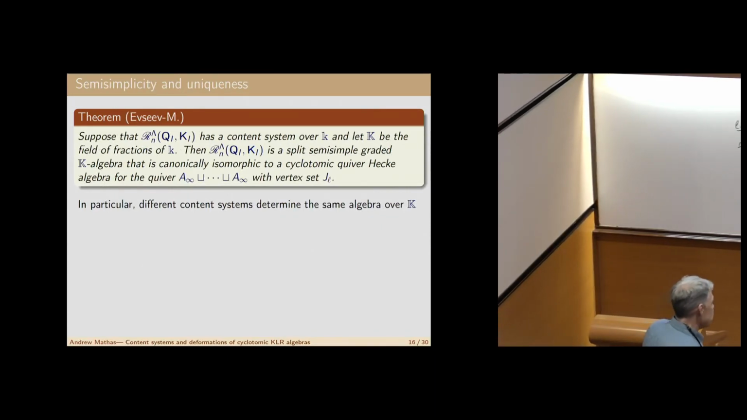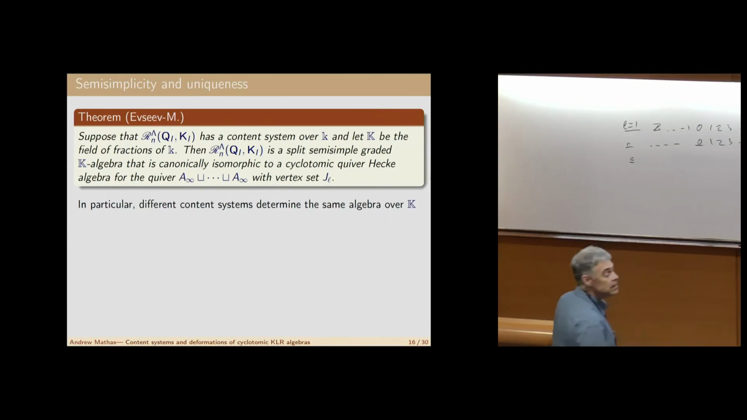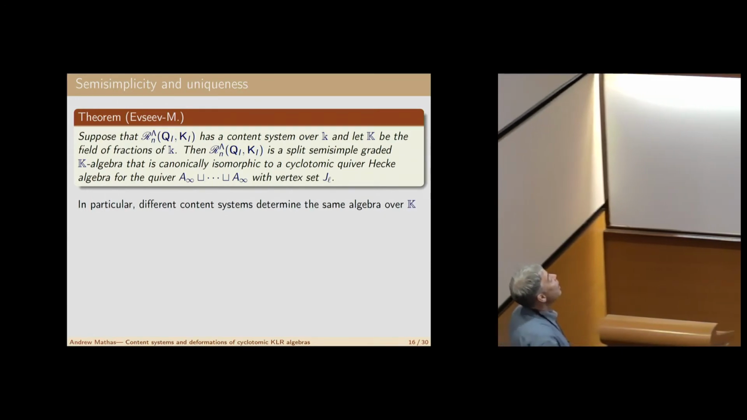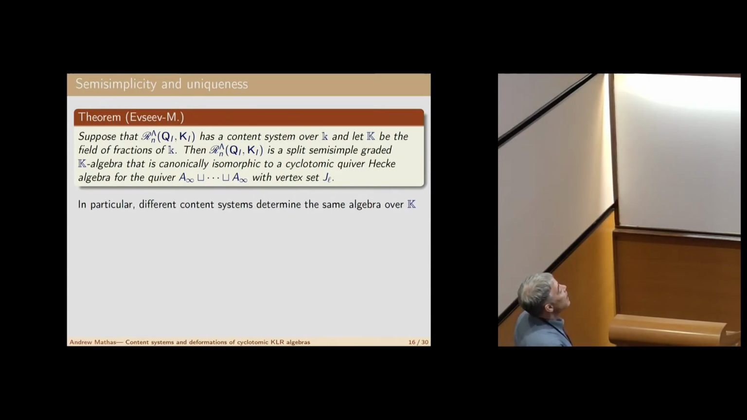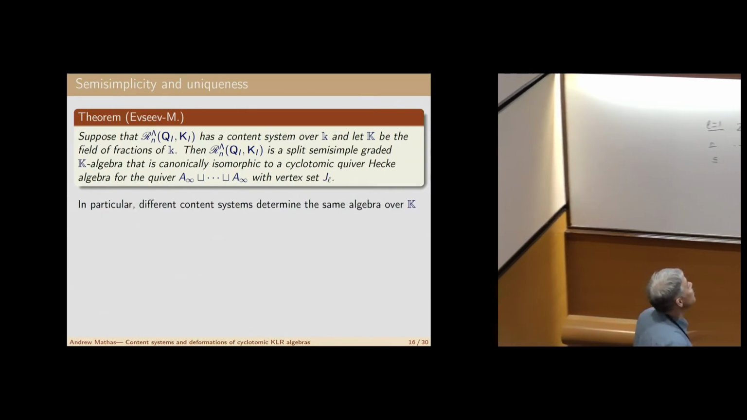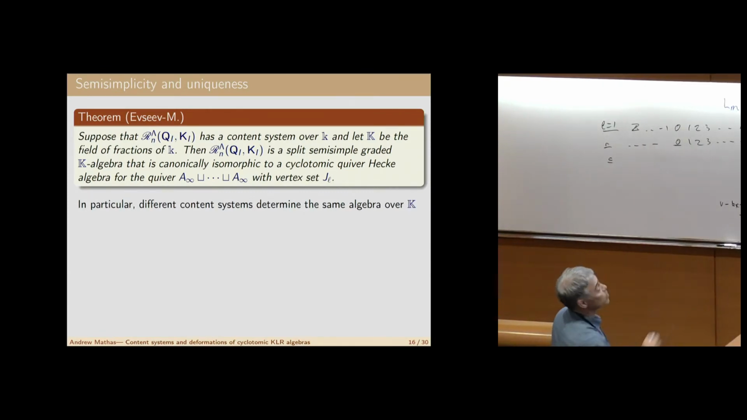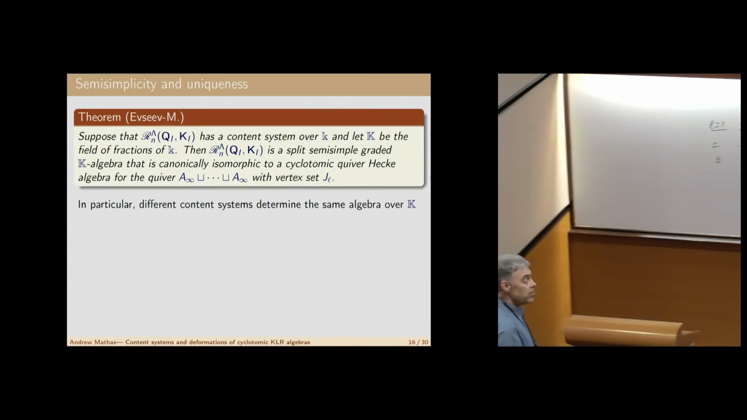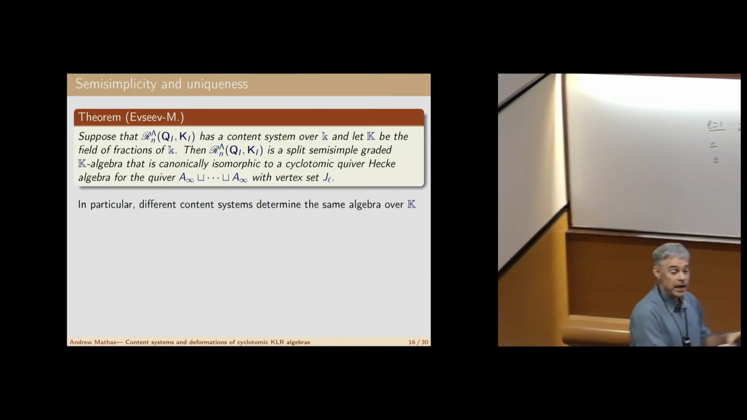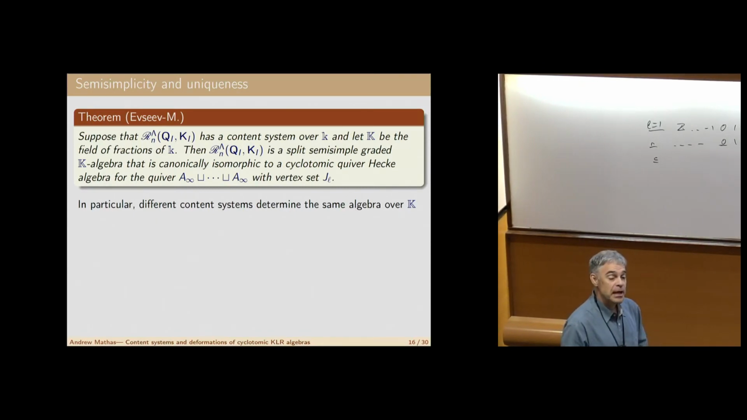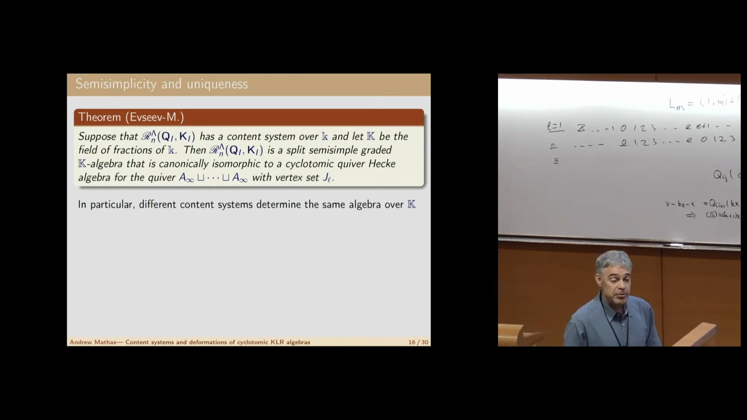So I said these content systems are not unique, but it turns out they're not so important in some way or form. If I take a KLR algebra with one of these content systems, then it turns out that the corresponding KLR algebra is a split semi-simple graded KLR algebra that is canonically isomorphic to the cyclotomic quiver algebra with this quiver that I started with. And the representations are exactly the ones that I wrote down. And so this is just a matrix algebra in exactly the same way that Young's semi-normal form gives you, say, a Weatherburn basis for the group algebra of the symmetric group over the rationals. This theorem here does the same thing.